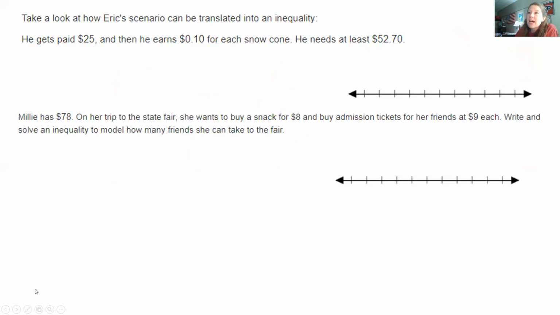Millie has $78. On her trip to the state fair, she wants to buy a snack for $8 and buy admission tickets for her friends at $9 each. Write and solve an inequality to model how many friends she can take to the fair. So x is going to equal the number of friends.